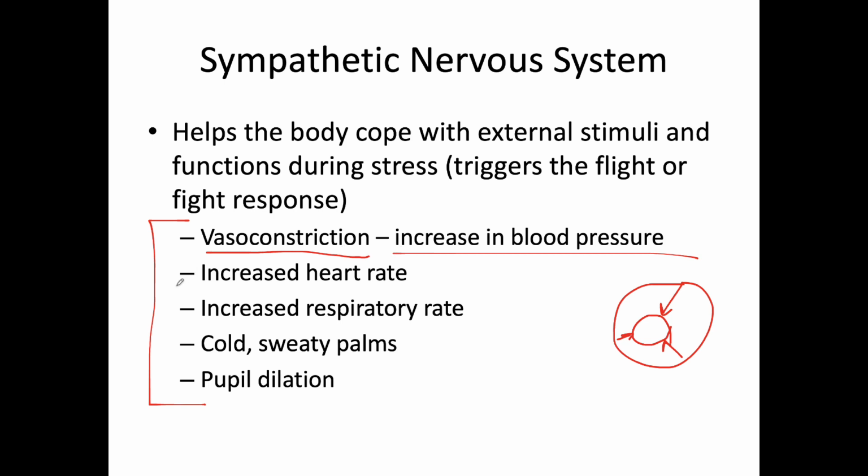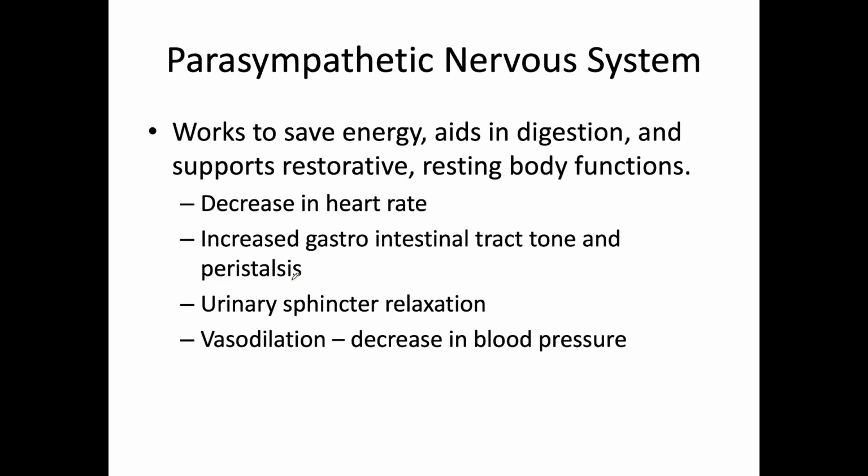You're going to increase heart rate during the sympathetic nervous system, get that heart beating faster, more blood pumped, increase respiratory rate. Let's get more oxygen flowing through the blood. You may experience cold, sweaty palms and pupil dilation. Do you know why you have pupil dilation during your panic response? To increase your peripheral vision. These are not the only things that happen during the sympathetic nervous system response, but they are the ones that I would like you to definitely know.